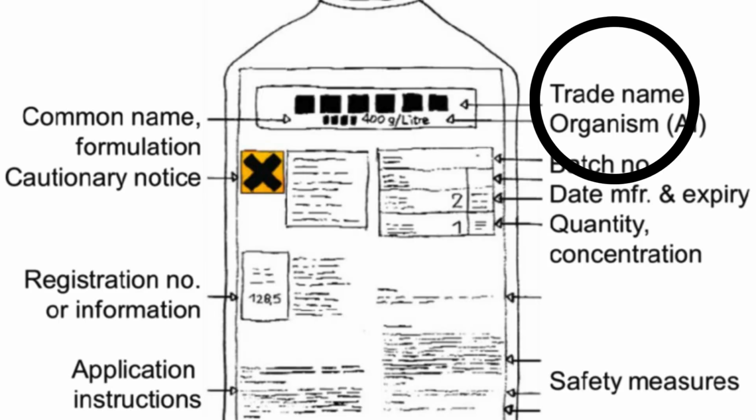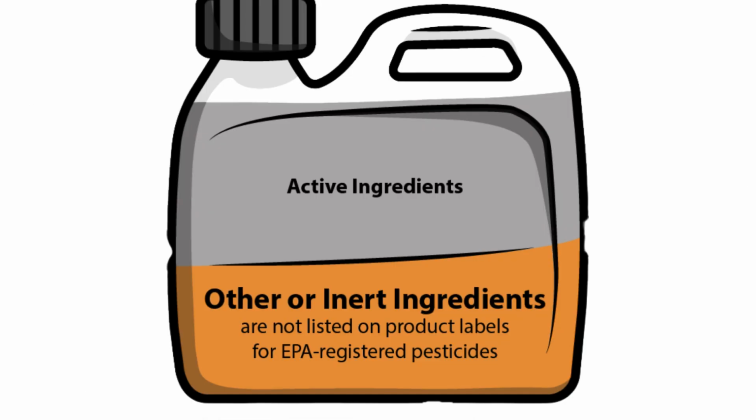First up, the product name. This is the brand or trade name of the pesticide. It's how you identify the specific product you're using. Simple, but super important. Next, check out the active ingredients. These are the chemicals that actually do the work of controlling pests. Knowing what's in the product helps you avoid overusing chemicals with the same ingredients.